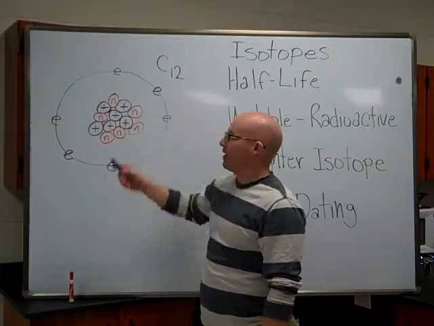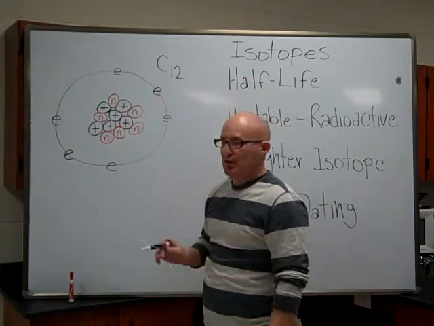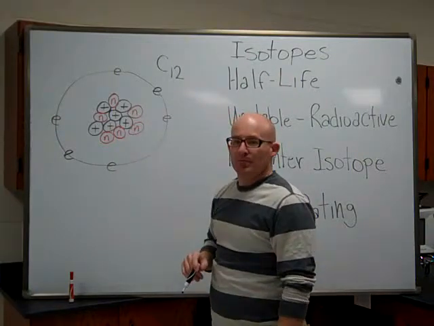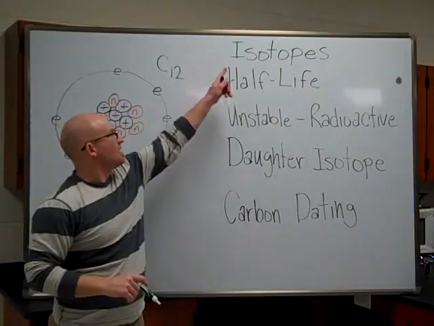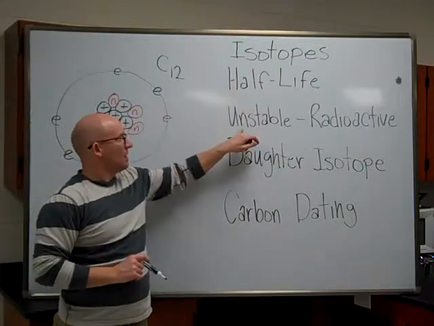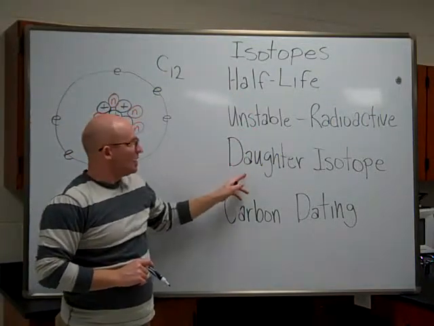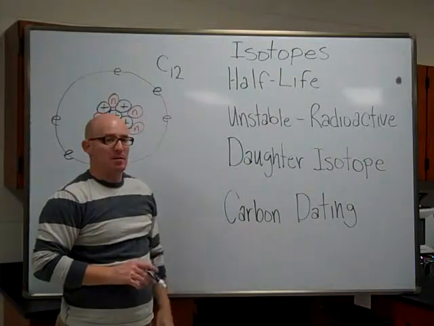Now it has 6 electrons. I didn't draw them in their different shells, I just put them out there. Don't worry about that. Now we're going to talk about a few key terms here: isotope, half-life, unstable, radioactive, daughter isotope, and carbon dating is what we'll talk about.